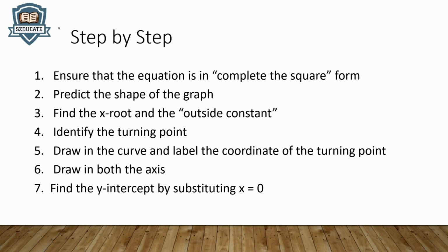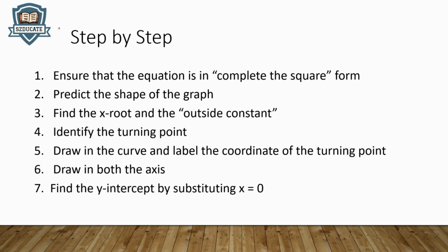All right, step by step. 1. Ensure that the equation is in complete the square form. 2. Predict the shape of the graph, again by looking at the coefficient of the x squared term. 3. Find the x root and the outside constant. Later on in the example, I will show you what this means. 4. After you have done step 3, you can identify the turning point, which is the coordinates.